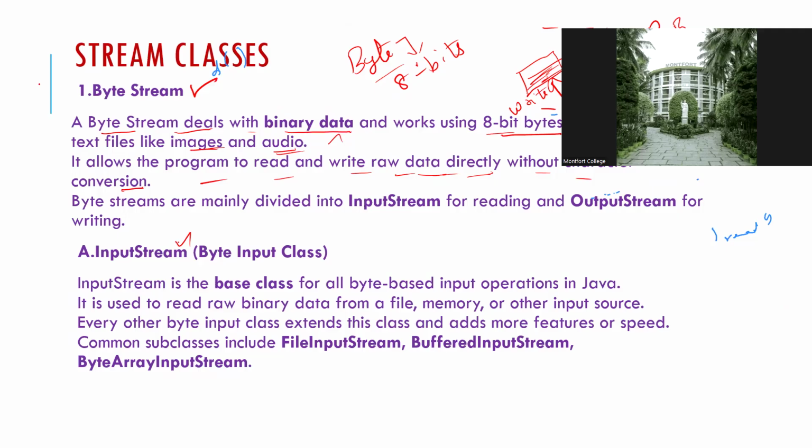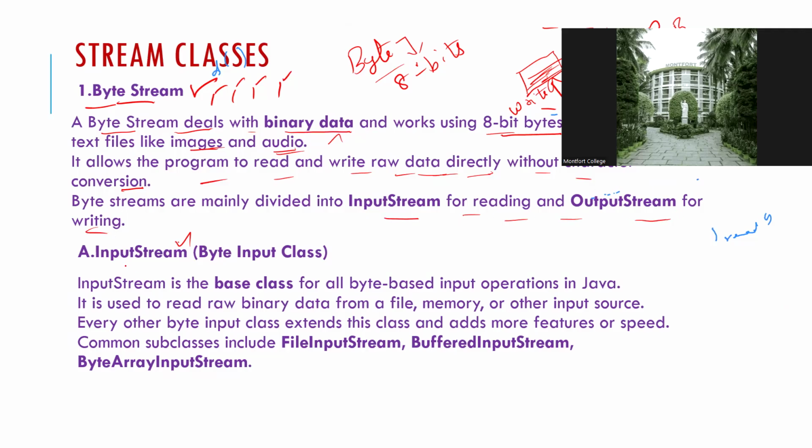Byte-wise it will stream. One byte it will take. If I have 4 bytes in the audio file, the first byte will be taken, second byte will be taken, third byte will be taken, fourth byte will be taken. That's why it is called byte stream. So byte streams are mainly divided into input stream for reading and output stream for writing.